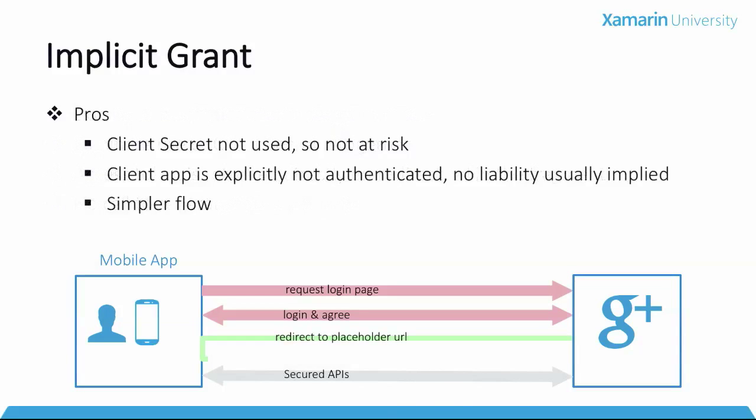Now, the pros of this approach are our client secret isn't used and therefore it's not at risk. We also haven't authenticated, so if someone does something in our name, we usually cannot be implied to be liable, because even though we included our client ID, it's a well-known value that anyone can take.